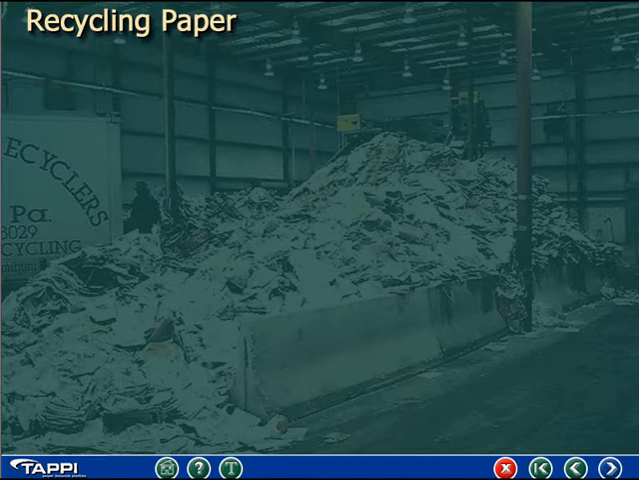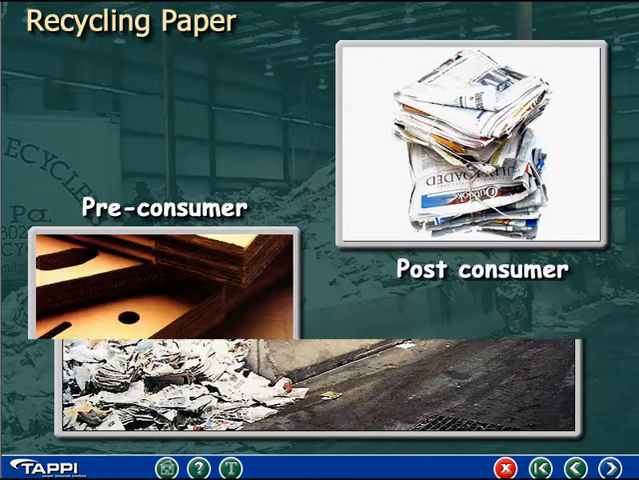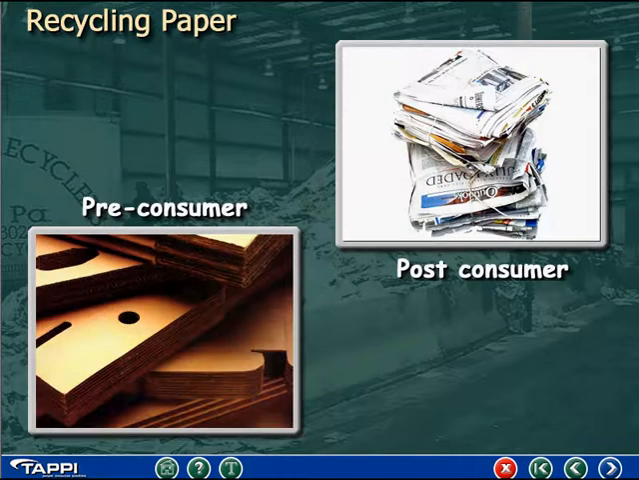Let's review the different types of recycled paper. Recycled paper is classified as either post-consumer or pre-consumer waste. Post-consumer waste is paper which has been converted into a product, served the purpose for which it was intended, and then discarded by the user. A good example of post-consumer waste paper is old newspapers, or ONP.